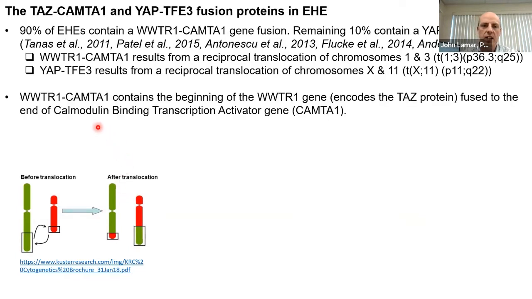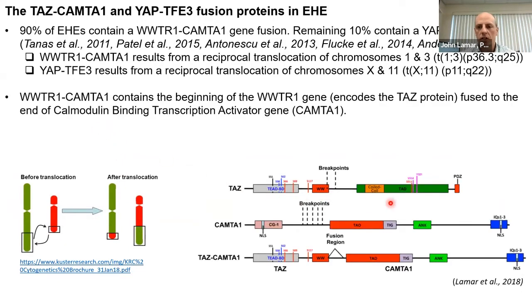To give you an example of what this looks like, these are cartoons showing the TAS protein, which is encoded by the WWTR1 gene, and the CAMTA protein. When this translocation event happens, the beginning part of the gene that encodes the TAS protein becomes fused to the end part of the gene that encodes the CAMTA protein. And so you get this new gene that encodes a new protein that has parts of both of those genes. And it now has new functions because it's also missing parts of those original proteins.